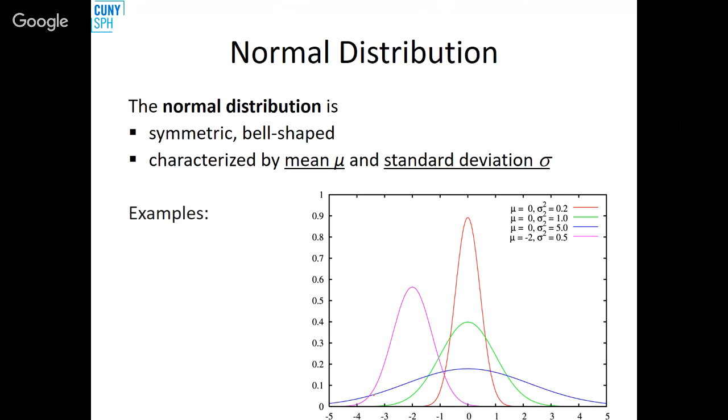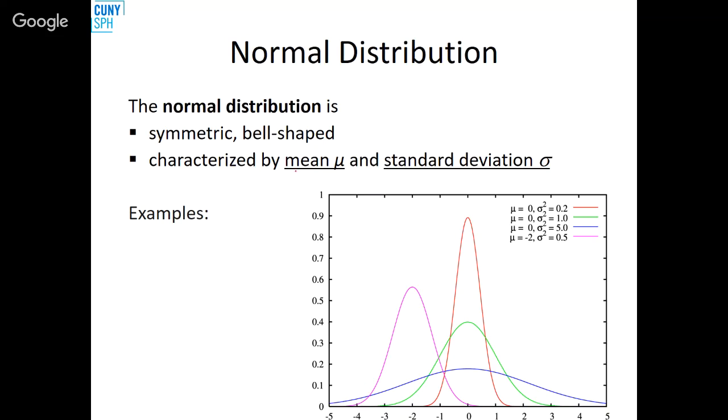The normal distribution is symmetric about its peak. So what's to the right of the peak is exactly the same as what's to the left of the peak. It's bell-shaped, meaning it has a peak and it drops off and has these sort of tails that get closer to 0. And it's characterized by just these two parameters: the mean, which is where the center is, and the standard deviation, sigma, which determines how wide it is.